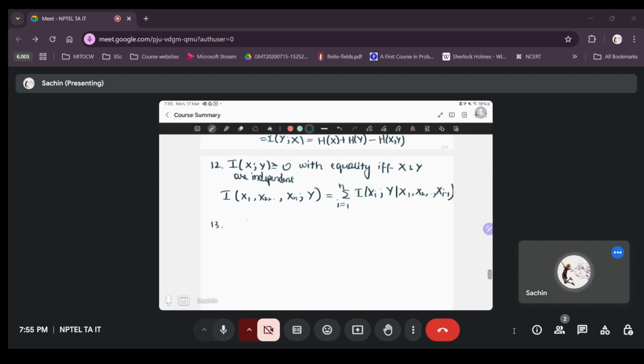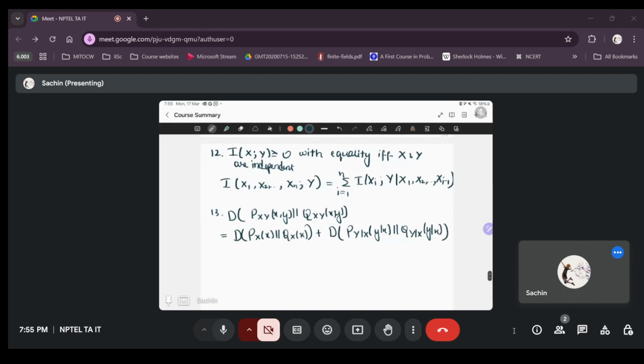And you have the chain rule for relative entropy. D(p_XY(x,y) parallel q_XY(x,y)) is equal to D(p_X(x) parallel q_X(x)) plus D(p(y given x) parallel q(y given x)).